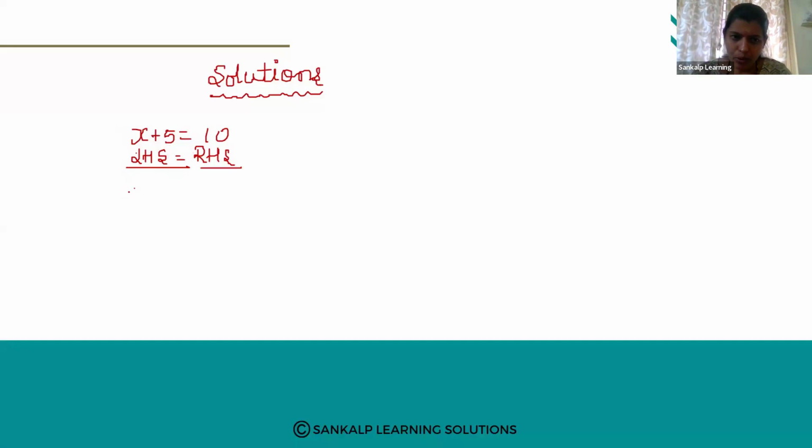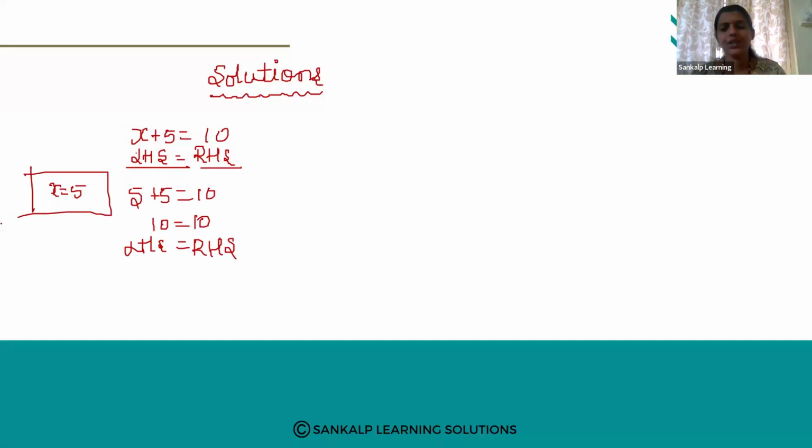So here if I put x is equal to 5, then 5 plus 5 is equal to 10. So 5 plus 5 is 10. Here also it is 10. Therefore, LHS part is equal to RHS part. That means the solution of this equation is x is equal to 5.